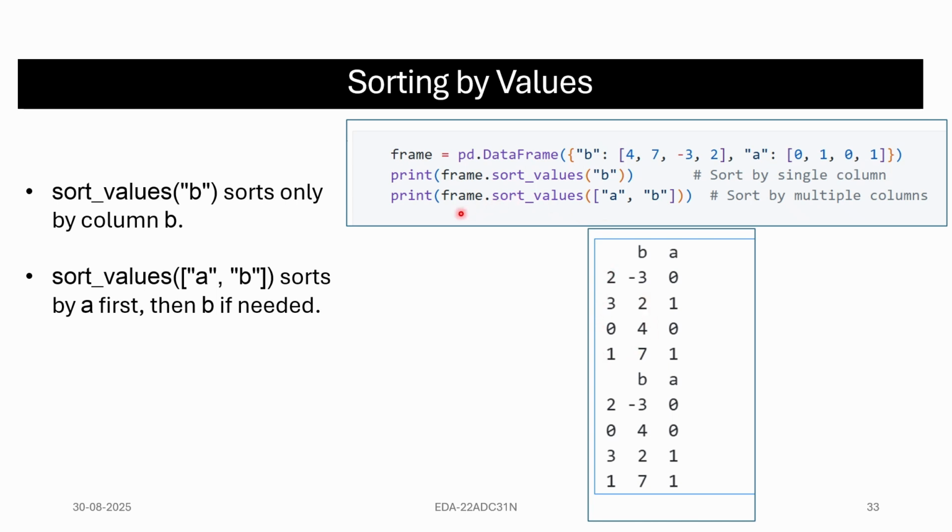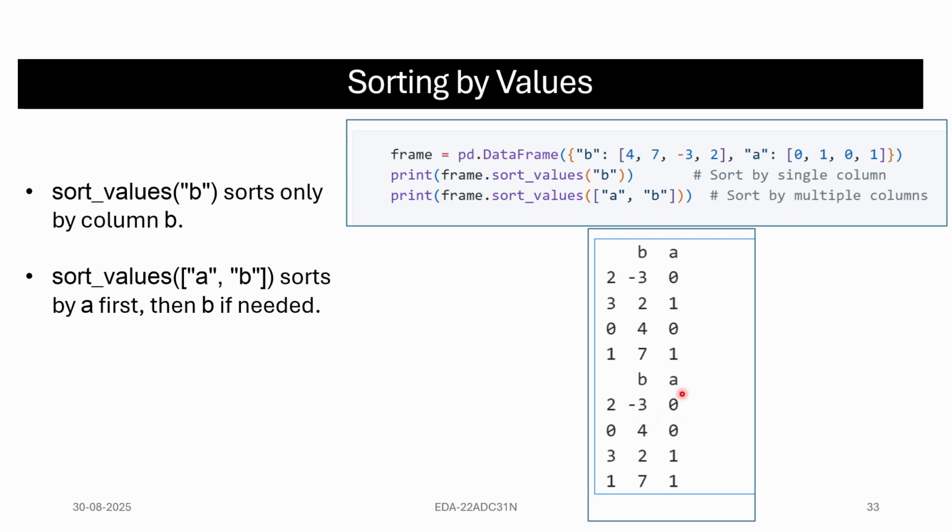Now, you can also mention two columns for sort_values. So here you can pass a and b. Here the order of the column labels matters. That means it is going to sort the values initially based on the values under the column a, and if there is a match in the elements of a, then it is going to look at the elements of b for sorting the rows. So let us look at it.